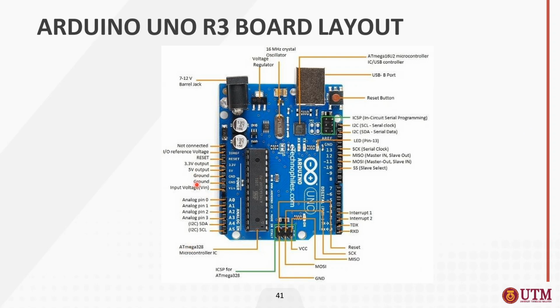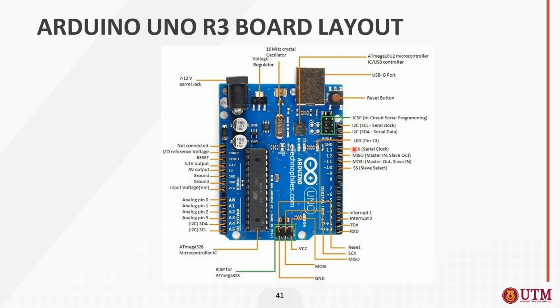You have the USB-B port, which is used to connect the Arduino to the computer. You have the crystal oscillator and the voltage regulator. You have a barrel jack where you can connect your input voltage from 7 to 12 volts. You have the reset button. You also have ICSP, in-circuit serial programming. You have the I2C protocol here, and LEDs. This is MISO and MOSI, which are part of the SPI protocol.